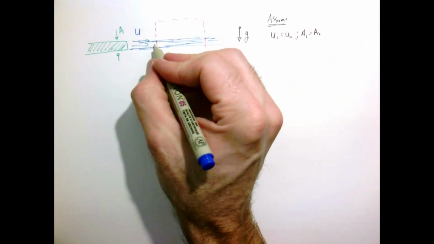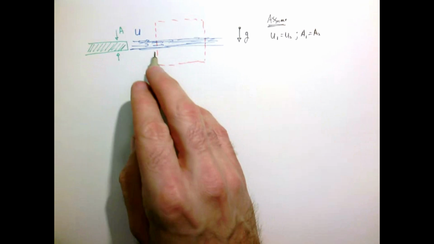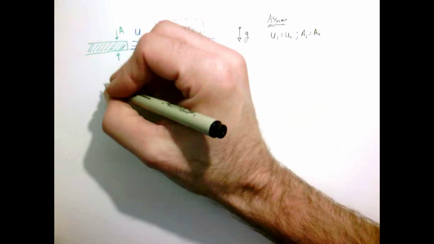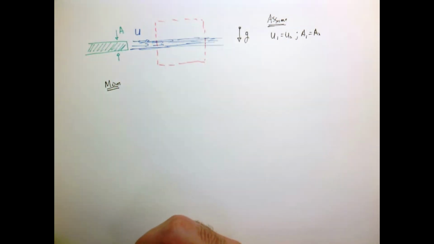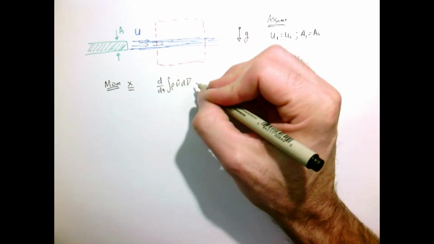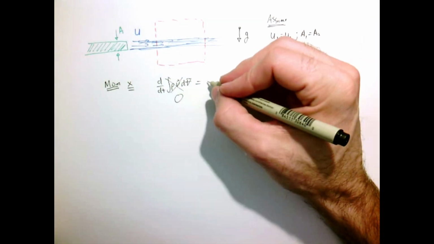So we're just going to assume that the area of the jet doesn't change, so the area here is the same as the area here. Therefore, the velocity here and the velocity there will end up being the same. So we're not going to worry about conservation of mass. So let's look at conservation of momentum. Let's look in the x direction. So we'll do steady again, so we'll say that's equal to 0.